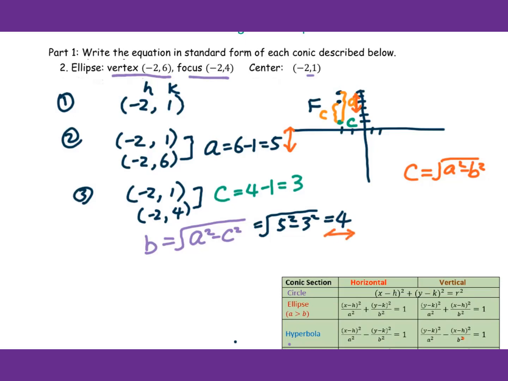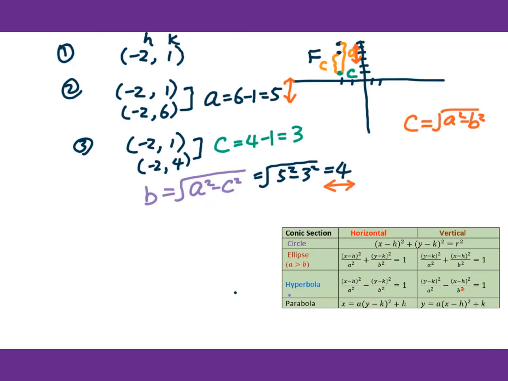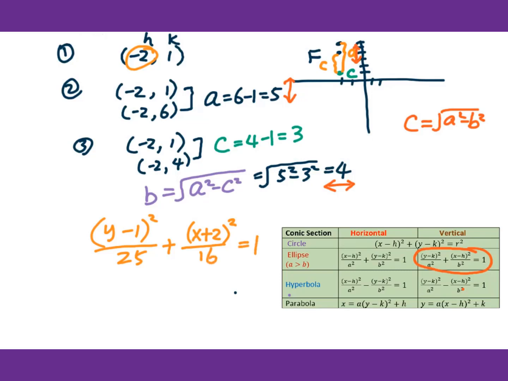B is horizontal because your A is vertical. Therefore, for this A must be below Y squared. That means this pattern. So we can plug in. You will get Y minus 1 squared over A squared, that's 25, plus X minus -2, that's X plus 2 squared, over B squared, that's 16, equals to 1.